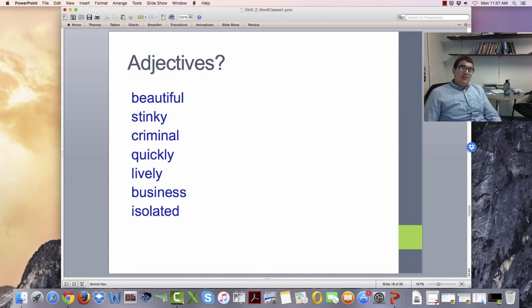So yes, very beautiful, very stinky. Those are both adjectives. Criminal can sometimes be an adjective, a criminal activity. Quickly, however, is never an adjective. Quickly is an adverb. He runs quickly. How does he run? Quickly. Lively, the lively party, describing what kind of party. Business, again, normally a noun, but we can have a business meeting, a business person. So in those examples, business is an adjective. We have isolated, the isolated island, that works as an adjective.